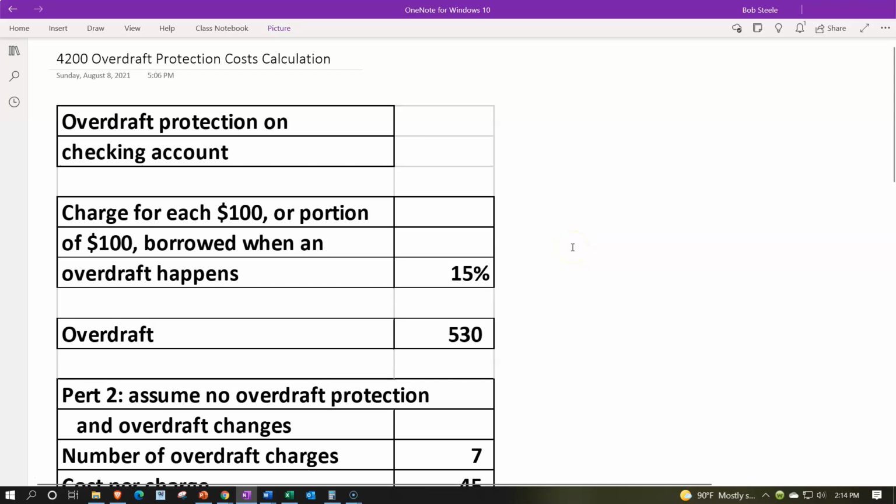We're looking at the cost calculation for the overdraft protection. Let's give a quick recap of what the overdraft protection is. We're thinking about a checking account here. Obviously, from the bank's standpoint, what they're giving you with a checking account is pretty amazing. They're allowing you to track all your information in the checking account. They're keeping track of it for you.